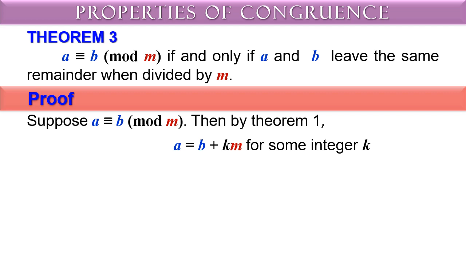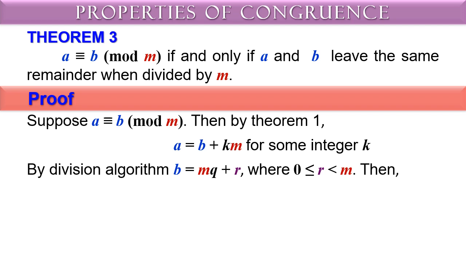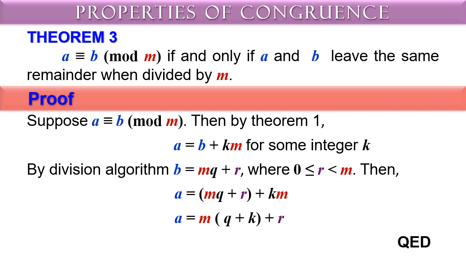Supposing that we divide b as well by some integer m, then by the division algorithm, we say that b is equal to m times q plus r, where r is greater than or equal to 0 but less than m. Then, by substitution, we will have a is equal to m times q plus r plus k times m. Then, regrouping terms, we will have m times (q plus k) plus r, which shows that whenever we divide a by integer m, it will leave the same remainder r. End of proof. To show that this theorem is true, let's have some numerical examples.